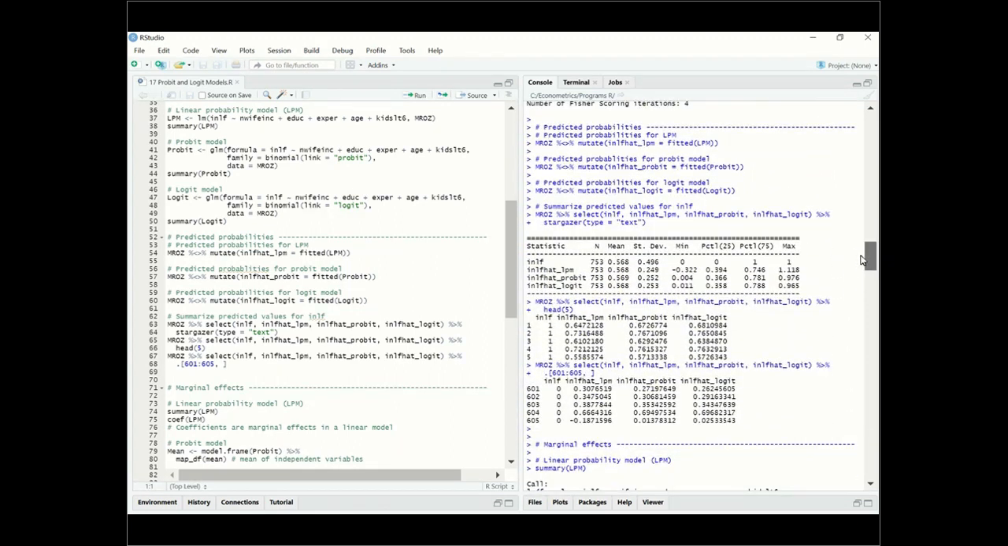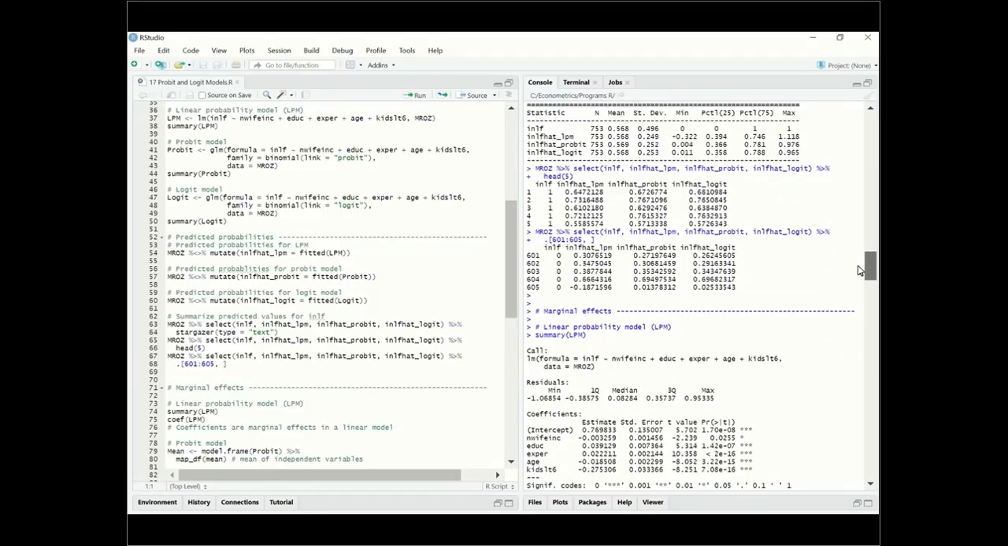Okay, so the next thing that we're going to be doing here is let's look at the predicted probabilities. After we estimate these models, we can get the fitted values, or the predicted probabilities. In a linear model, of course, we're going to be using fitted for the linear probability model. We're going to use the fitted values here, so this is in labor force hat. That's what we're going to call this, in labor force hat, coming from the linear probability model.